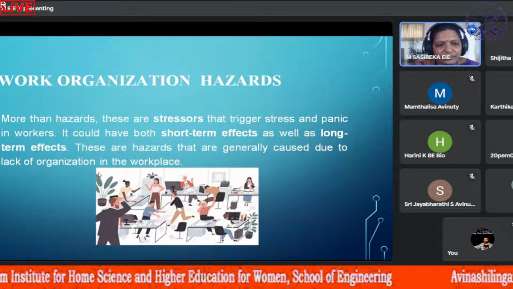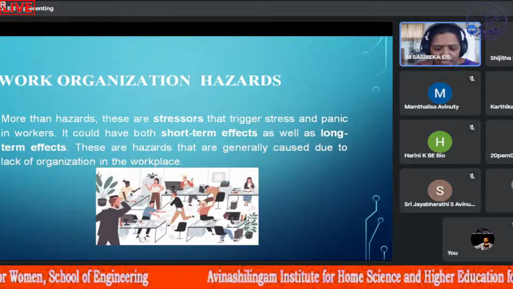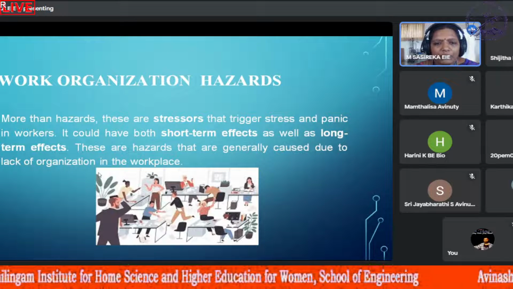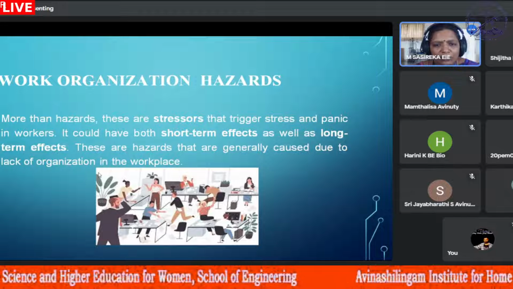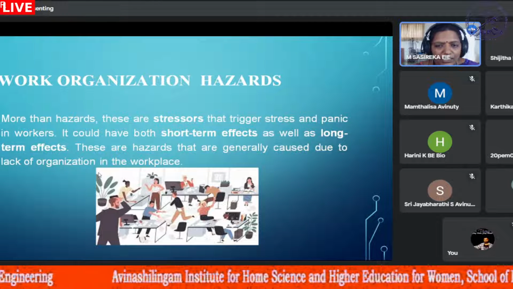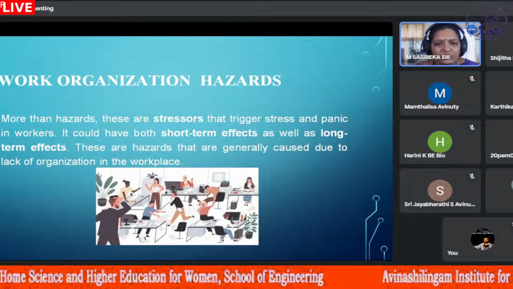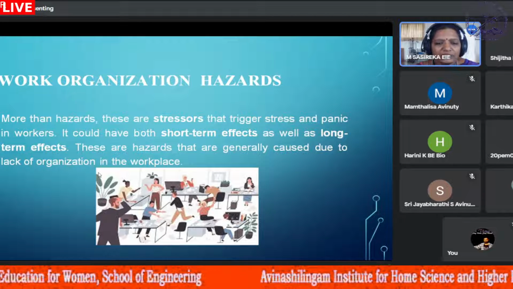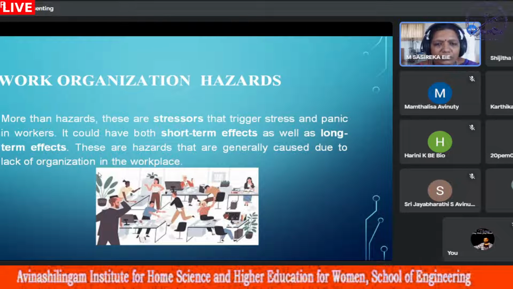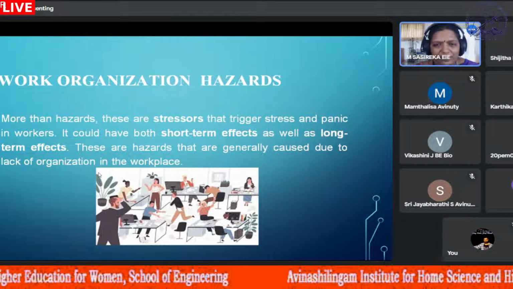Work organization hazards. This is if you are not working in an organized way. Even at home, we don't keep things in the appropriate places. In the morning tension, everybody has it, we spend much of the time searching because of improper organization at home. This continues in the office also. If files or things are not properly organized, you will feel these hazards. This creates stress, and because of the stress, you will have several diseases.